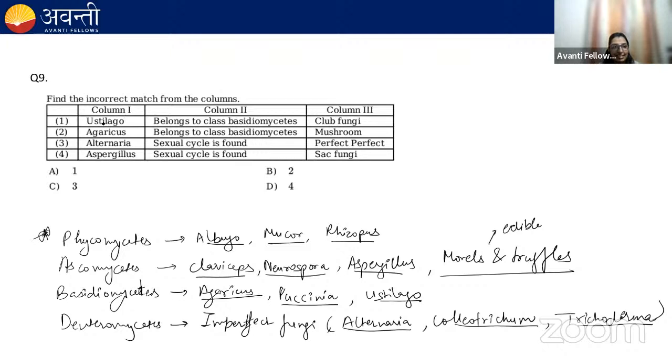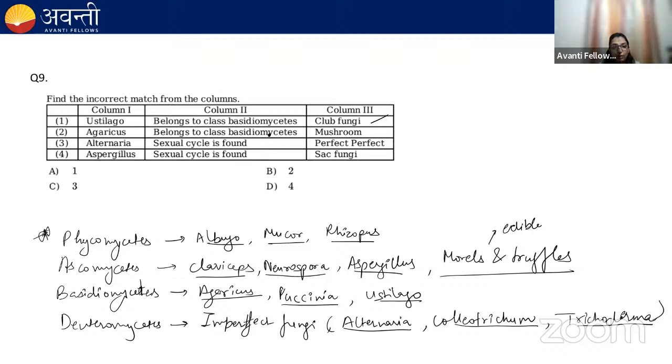Option 1 says Ustilago belongs to class Basidiomycetes, commonly known as club fungi. Yes. Basidiomycetes are known as club fungi, mushrooms, puff balls or bracket fungi. These are the alternative names of Basidiomycetes. Ascomycetes are known as sac fungi.